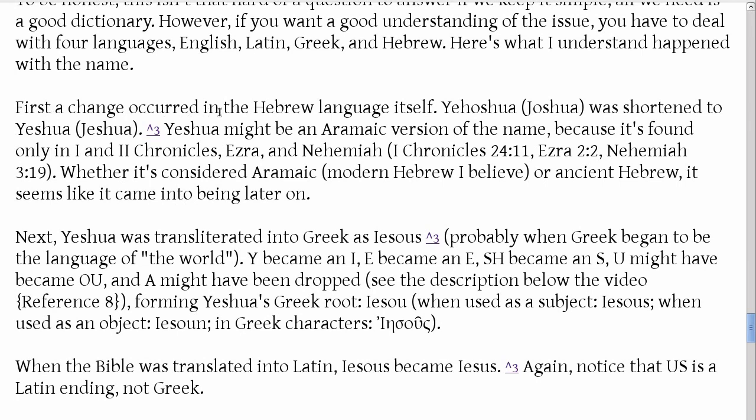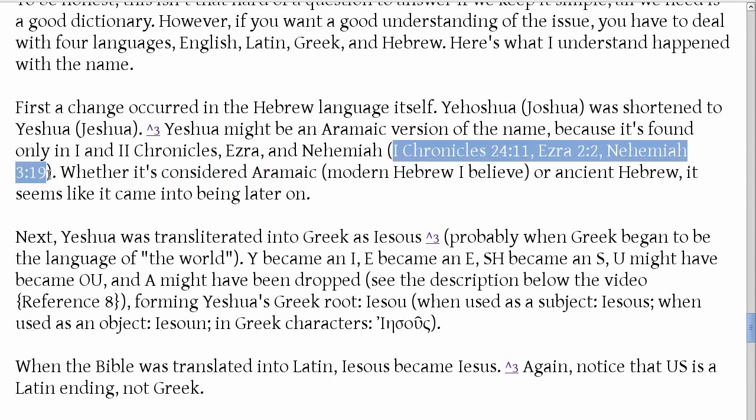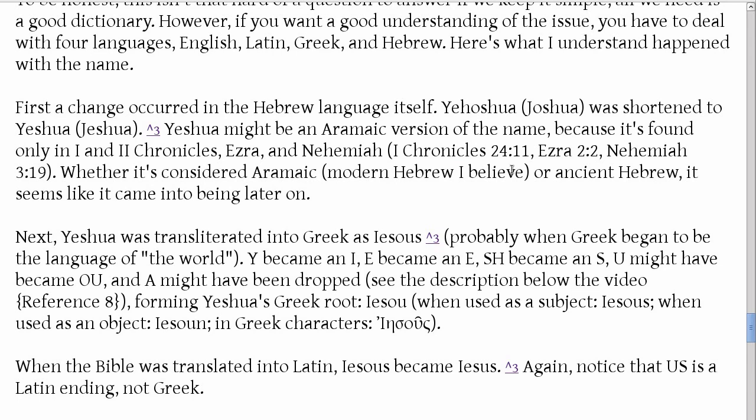First, a change occurred in the Hebrew language itself. Yehoshua, translated into English in the Bible as Joshua, was shortened to Yeshua, transliterated into English in the Bible as Jeshua. Yeshua might be an Aramaic version of the name, because it's found only in 1st and 2nd Chronicles, Ezra, and Nehemiah. And these are my examples. You can look them up yourself. You will see that it mentions someone named Jeshua. Whether it's considered Aramaic, modern Hebrew, I believe, or ancient Hebrew, it seems like it came into being later on.